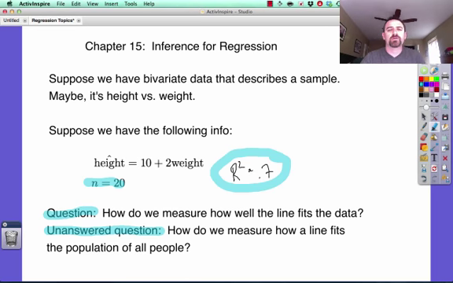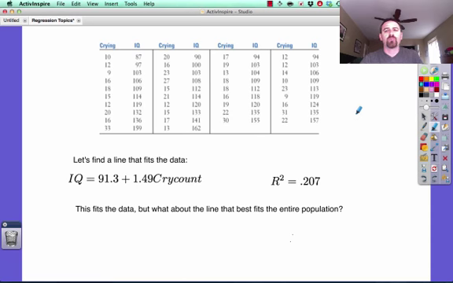Let's talk about some more specific particulars. First of all, we're going to start with a set of data. This is a data set from the textbook, and it's talking about the amount of crying a baby does versus their IQ. There appears to be some kind of positive relationship in our data set of 38. In this case, n is 38.